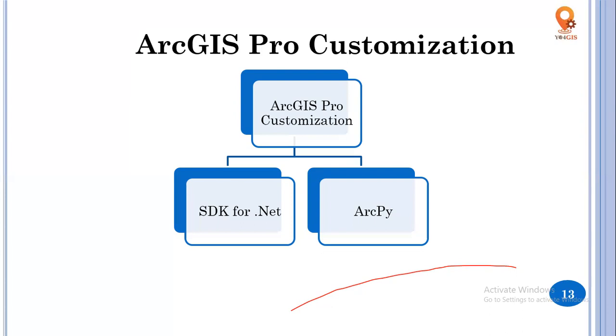But as I told you, C# is, as compared to Python, a little bit tough. And as I told you, these are the two different ways. Now that is up to you, which language you want to learn. So this session or this class is basically related to ArcGIS Pro customization using Python and ArcPy. So we are not going to focus on the SDK for .NET. We are going to focus on Python and ArcPy.